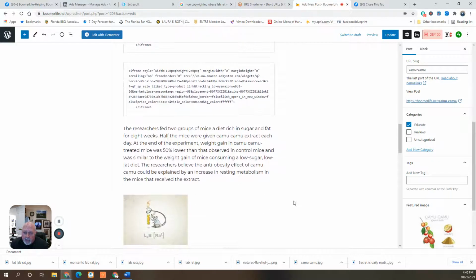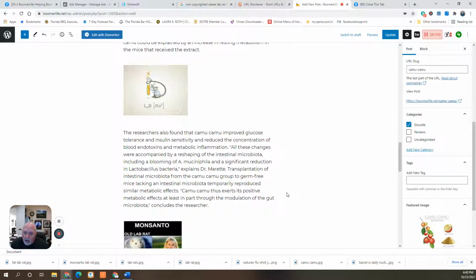So what happened was the researchers fed two groups of mice a diet rich in sugar and fat for 8 weeks. Half the mice were given Camu Camu extract each day. At the end of the experiment, weight gain in Camu Camu treated mice was 50% lower than that observed in control mice and was similar to the weight gain of mice consuming a low sugar, low fat diet. The researchers believe the anti-obesity effect of Camu Camu could be explained by an increase in resting metabolism in the mice that received the extract.